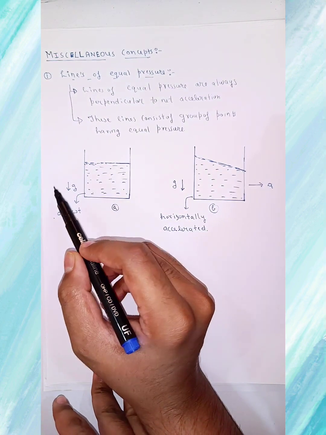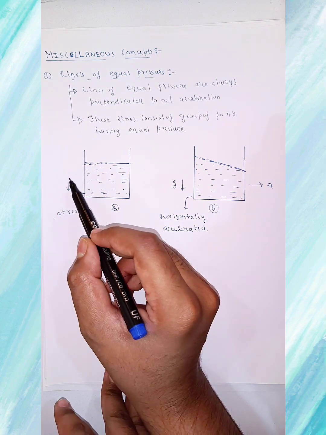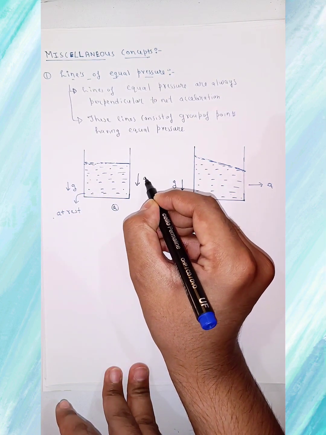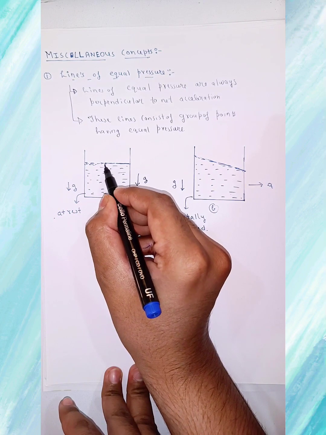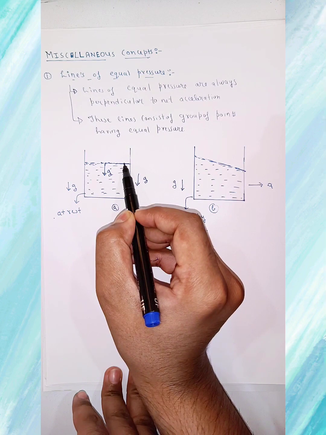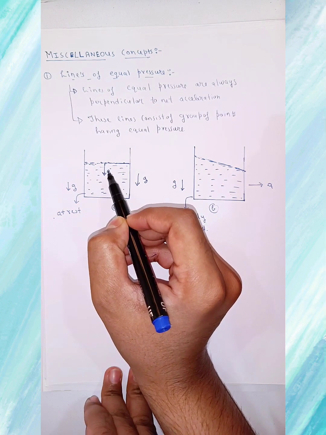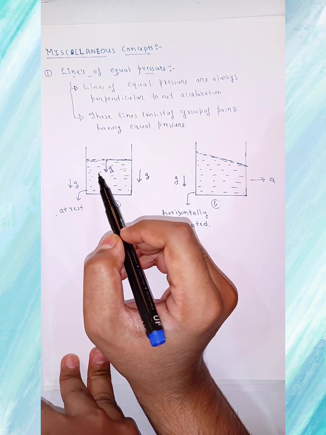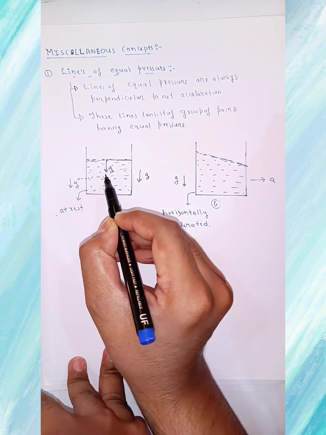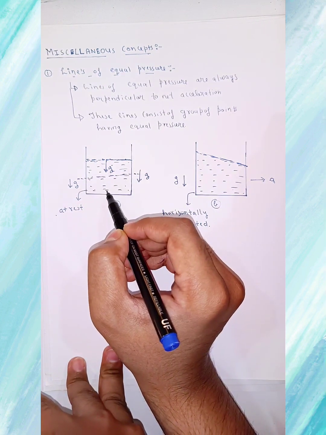In this situation, since the vessel is at rest, only one acceleration, that is acceleration due to gravity, is acting along the negative y direction, means in this direction g is acting. So net acceleration is g, which is acting like this, and the water surface is perpendicular to this. So our lines of equal pressure will also be perpendicular to this gravity only. Let us draw one of the lines of equal pressure. So let us consider this line. This line is perpendicular to net acceleration, first of all.